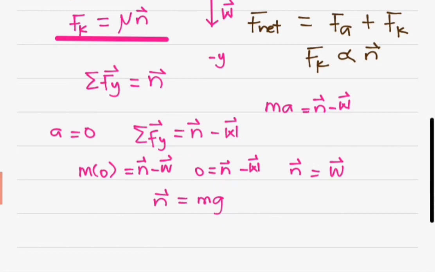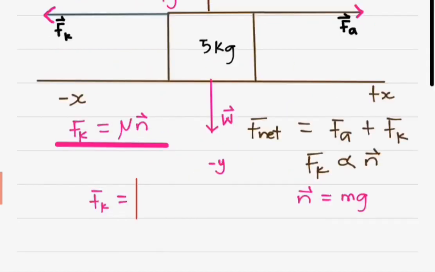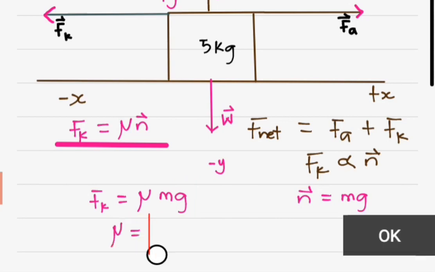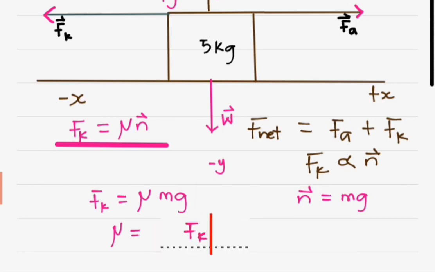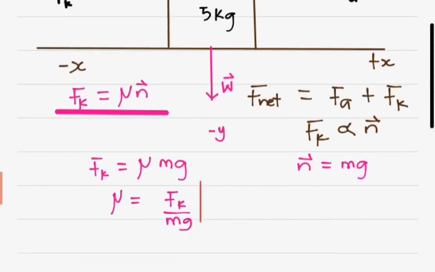Now, let us substitute mg into our Fk equals mu n, which is the coefficient of friction times the normal force. So therefore, Fk is going to be mu mg. It means that mu, which is the coefficient of friction, is going to equal Fk, that's the force of friction, divided by mg. So there you have it.